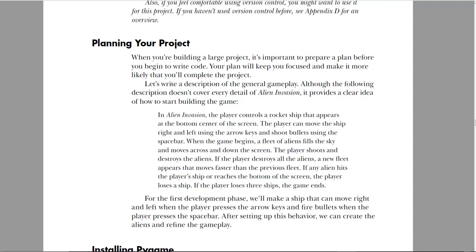If the player destroys all the aliens, a new fleet appears that moves faster than the previous fleet, so increasing in level. If any alien hits the player's ship or reaches the bottom of the screen, the player loses a ship. If the player loses 3 ships, the game ends.